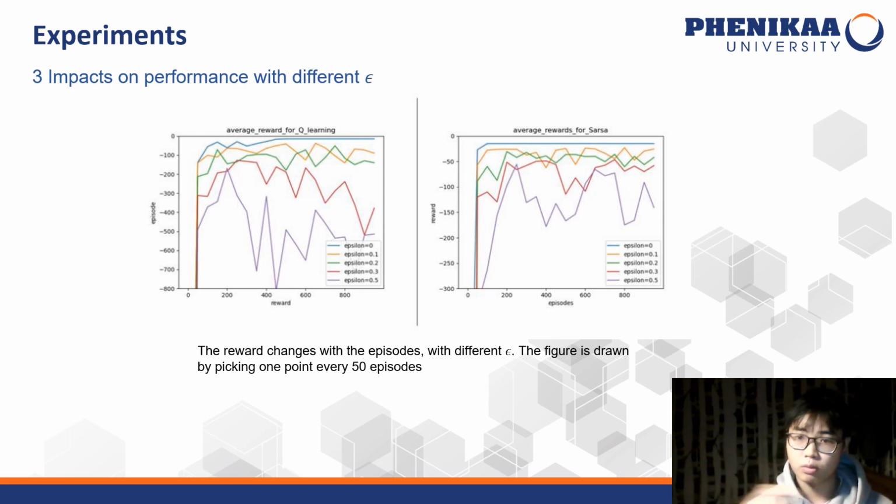Once falling into the cliff, the reward will drop suddenly by -100. That's also why the curve with the larger epsilon jogs with more amplitude. Here, also, the larger the epsilon, the less the reward.